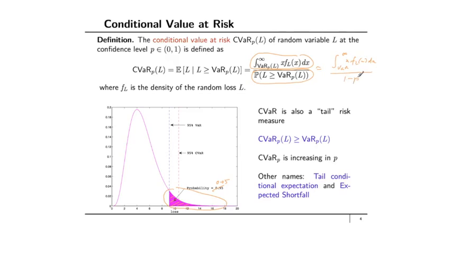It's very easy to show that, in fact, the conditional value at risk is always greater than or equal to the value at risk. As you can see in this slide, the value at risk is the blue dotted line, the conditional value at risk is the red dotted line, and in fact, you can theoretically prove that they are going to be larger. Just like the value at risk, the conditional value at risk is also increasing in P. Other names for conditional value at risk are tail conditional expectation and expected shortfall.